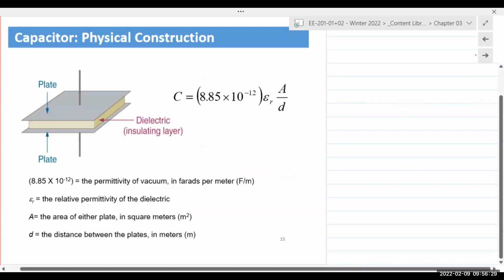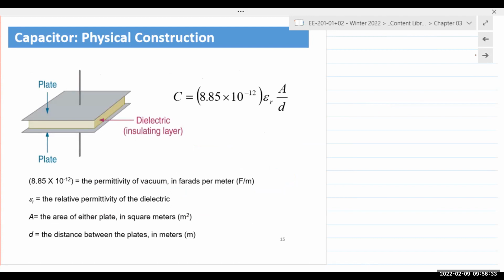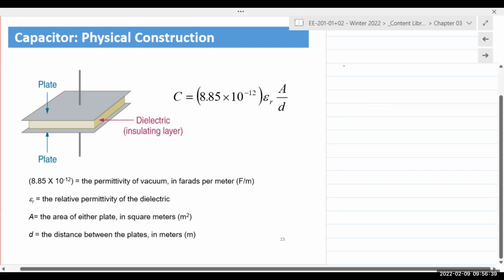Okay, I have about 4 minutes left. Let's look at the physical construction of the capacitor. So physical construction of a capacitor is given by the equation C is equal to epsilon A over D. Greek letter epsilon is the product of epsilon 0 and epsilon R.